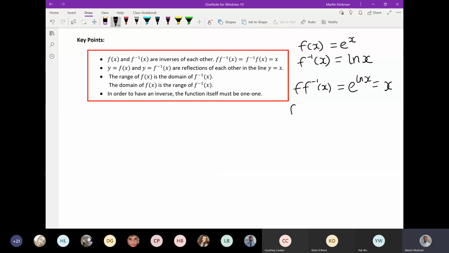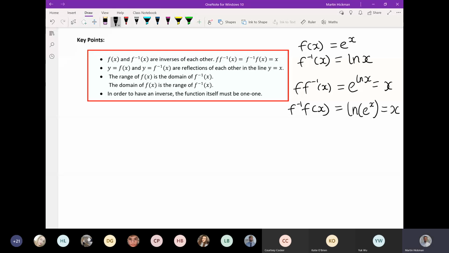And if I apply f to the minus 1 of f of x, again from yesterday, it means put f of x into f to the minus 1. Wherever you see x, you're going to replace it with e to the x. So if you do natural log of e to the x, you also get x. There you bring the x down.